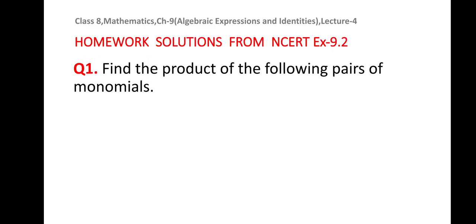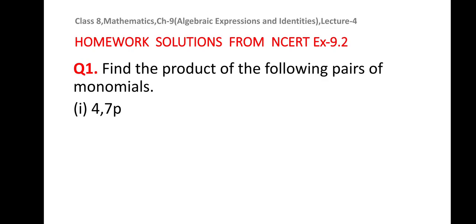Now, coming to the homework solutions from the NCERT book exercise 9.2. Find the product of the following pairs of monomials. You need to find the product of the following pairs of monomials. Children, I am discussing a few parts. The rest of the parts you are supposed to do on your own. These are very simple questions, and on the basis of the explanation which I am giving in this lecture, you will be able to easily solve all these parts.